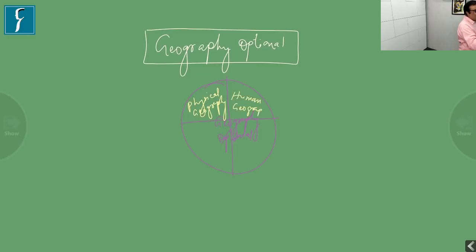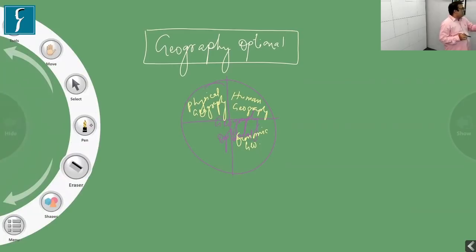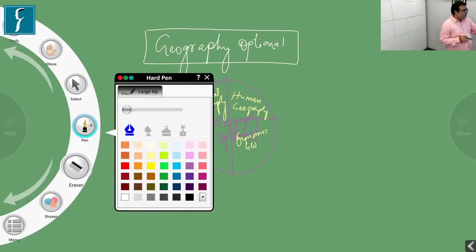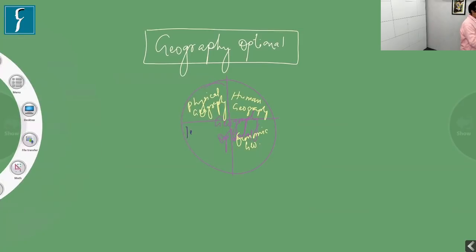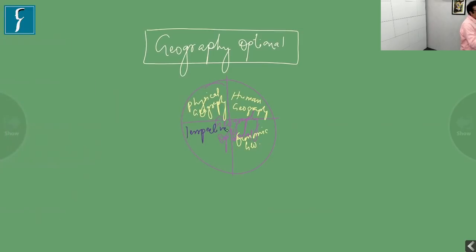And in this I am considering both paper 1 and paper 2. The third aspect is called economic geography. And the fourth and the foremost is called perspectives in human geography, and the model part.